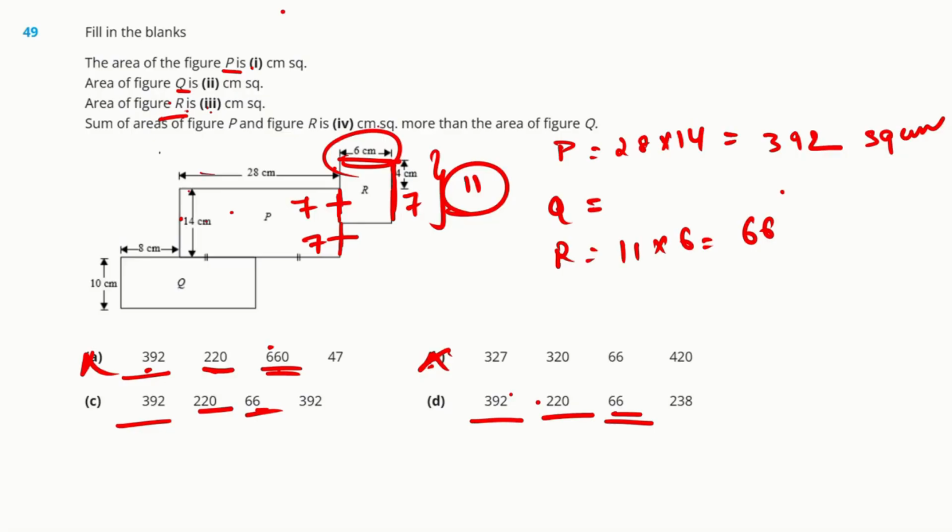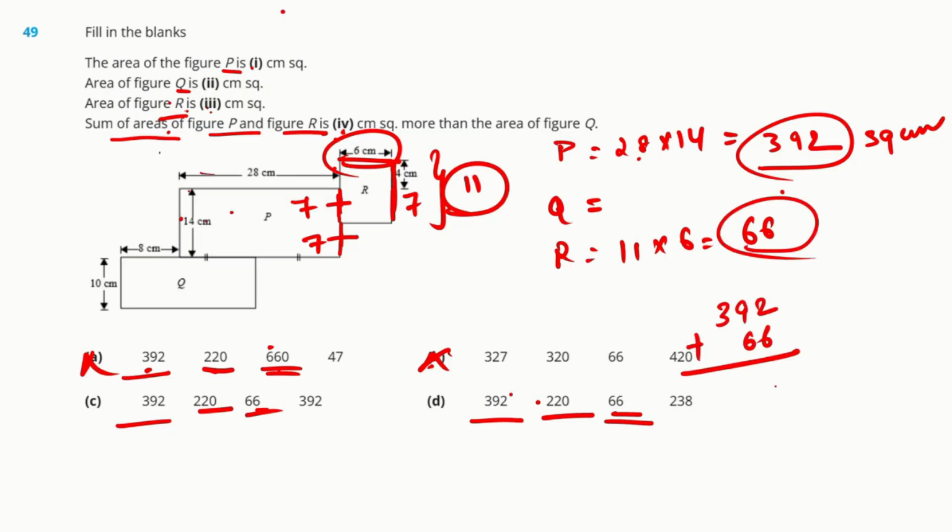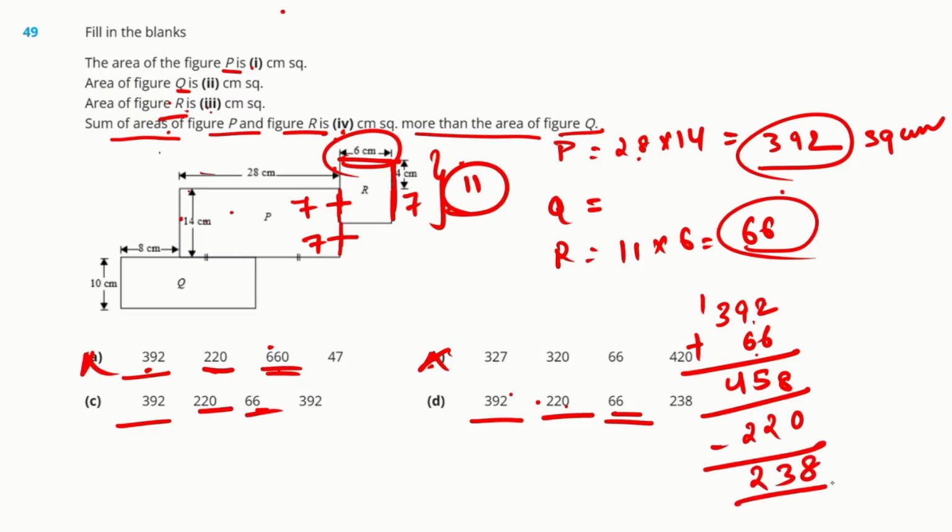Now moving on to the last part of the question, sum of the areas P and R. P is 392 and R is 66. 392 plus 66 is 458. It is how much more than the area of Q, which is 220. So if we subtract this, we get 238. Option B is the answer.